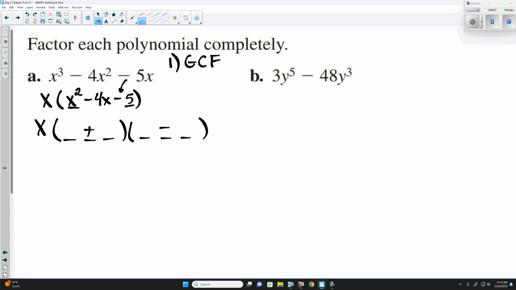Now we're going to look at the factors of the first and third term. Factors of x squared would be x and x, because that's the only set of factors for x squared. Factors of 5 are 1 and 5. Are there any others? No? So we can just plug these in.